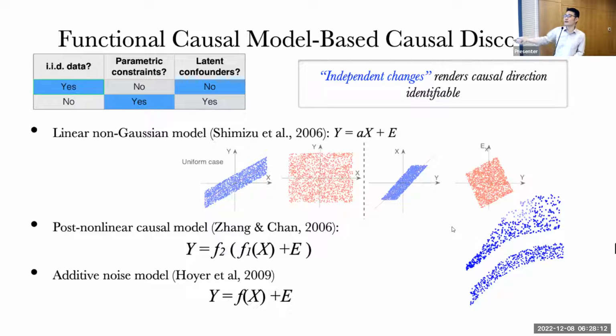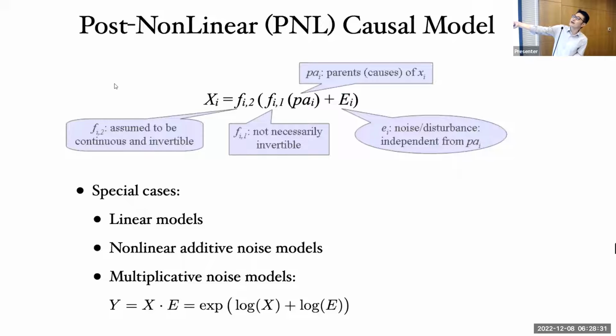Actually, the same thing happens even if you have a very flexible model. The second one is the post-nonlinear causal model we developed a long time ago. Here we have two nonlinear functions. You can see this model is very flexible, but the same thing will happen. And the same thing will also happen for the additive noise model, because it is a special case. Now, this is a post-nonlinear model: the effect is a nonlinearly distorted version of a nonlinear effect of the cause plus noise.